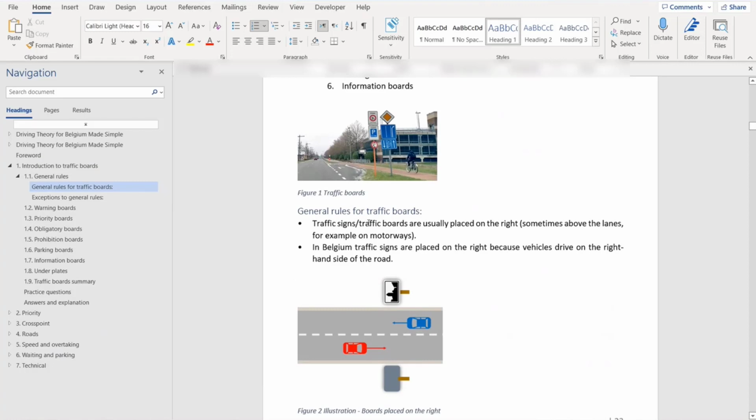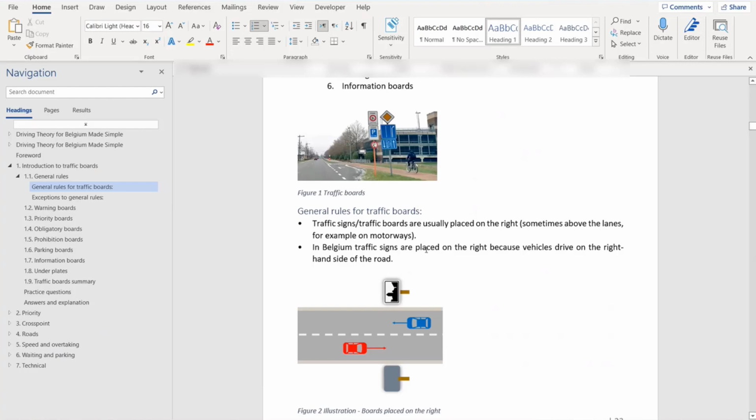Traffic signs or traffic boards are usually placed on the right. So it's very important. Sometimes they might be repeated above the lane and might also be repeated on the left side of the road, but they must be placed on the right side of the road. Generally, there are some traffic boards that are exception to this. We will talk about those later, but it's a general rule. If there is no traffic board on your right side, if it is only on your left side, then you can ignore the traffic board.